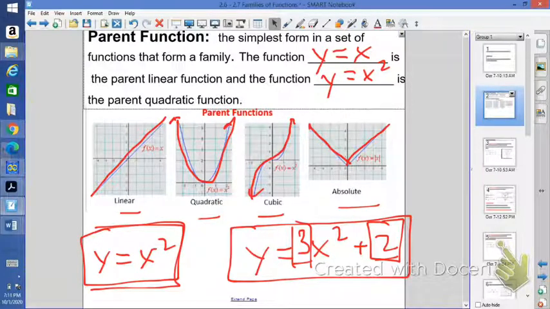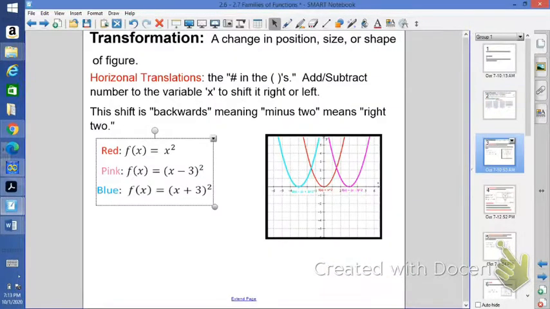And so, how does it transform the graph? What we mean by that is it moves it left, moves it right, moves it up, moves it down, widens it out, shrinks it, and so on and so forth. That is the essence of what we're going to be talking about in this lesson today. So there is that vocabulary word, transformation. It's a change in position, size, or shape of a figure.